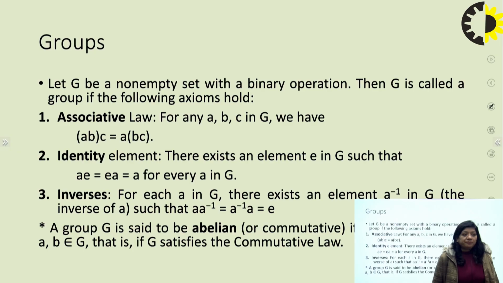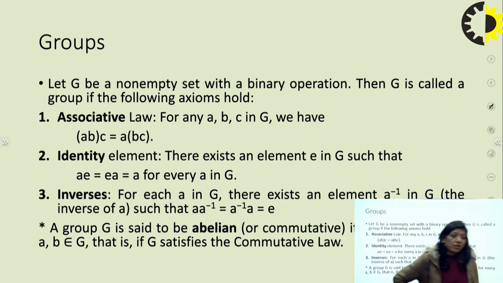Next one, group. Let G be a non-empty set with a binary operation. Then G is called a group if the following axioms hold: first one, associative, identity and inverse.